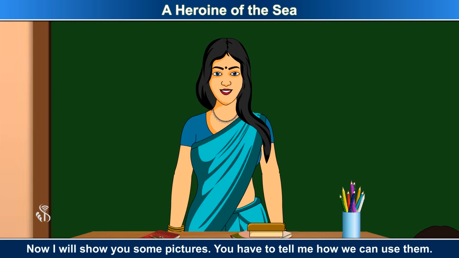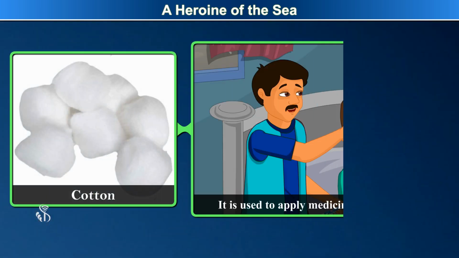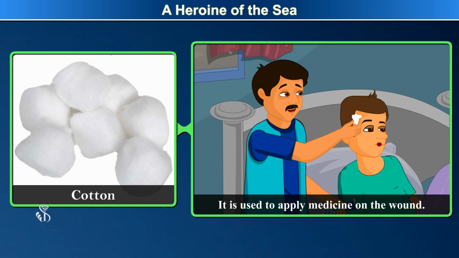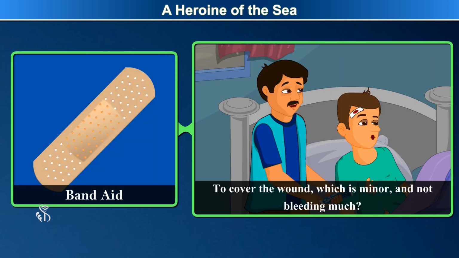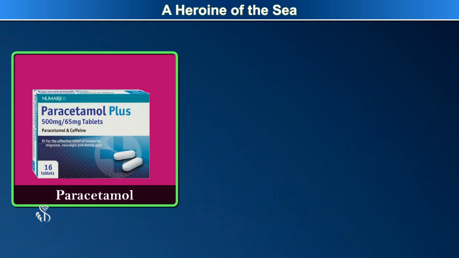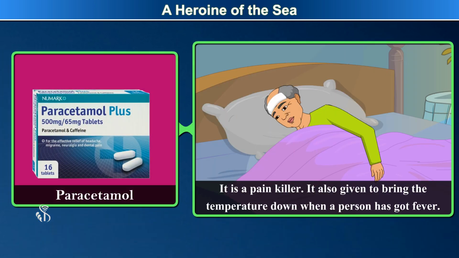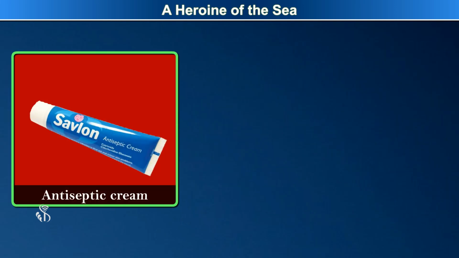Now I will show you some pictures. You have to tell me how we can use them. Cotton. It is used to apply medicine on the wound. Band-aid. To cover the wound, which is minor and not bleeding much. Paracetamol. It is a painkiller. It is also given to bring the temperature down when a person has got fever.